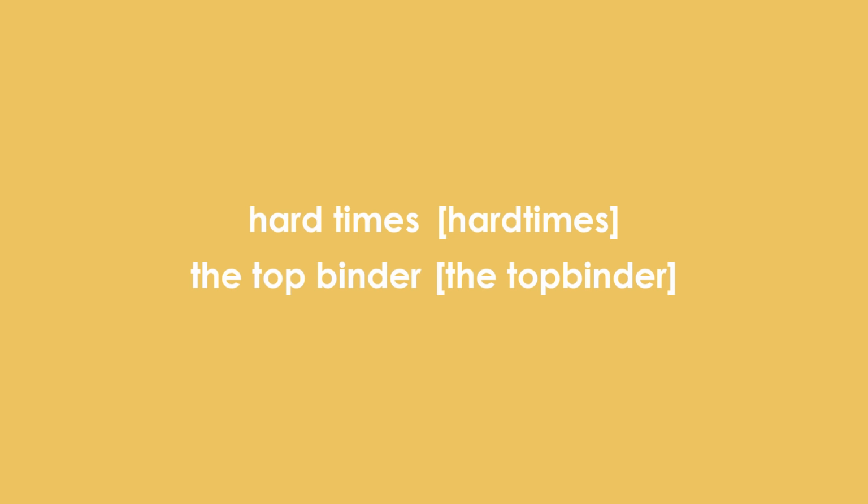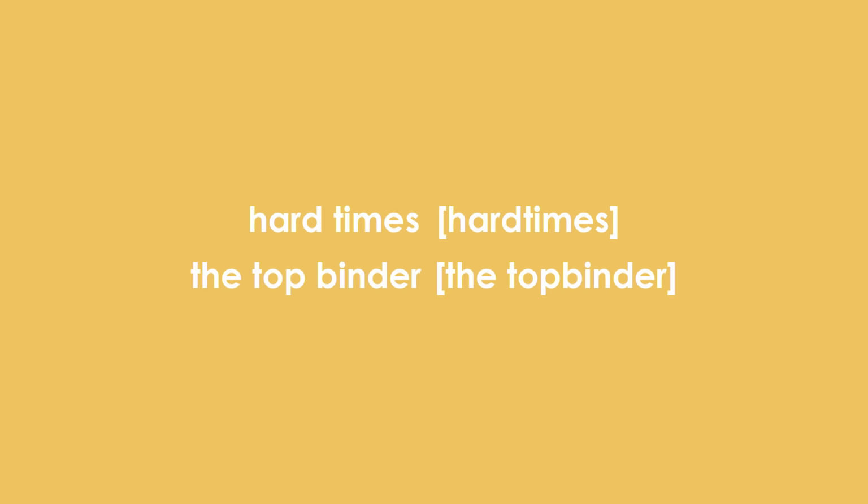So if the word before and the word next have the same kind of consonant ending, you just roll them together. Let's look at some examples of that. The first one you will see on the screen, hard times. Let's connect it. You would say hard times. Notice how the D and the T just become one. Hard times. Let's look at the second example, the top binder.